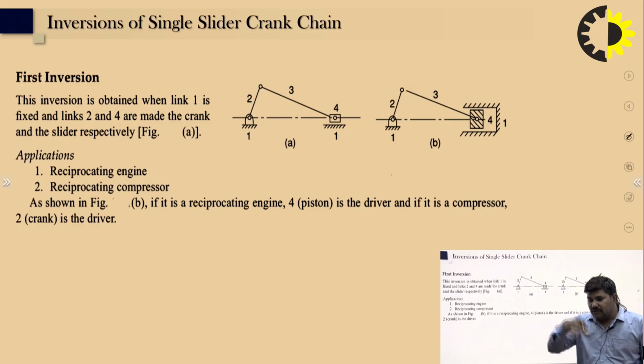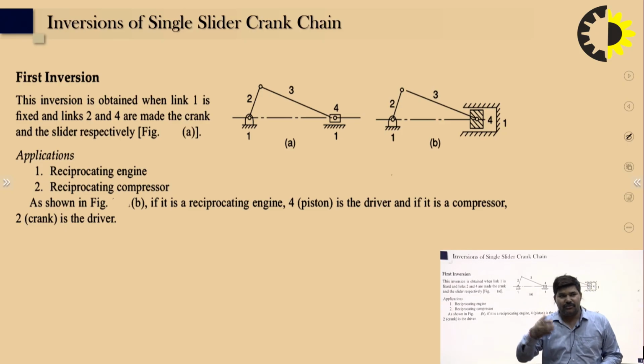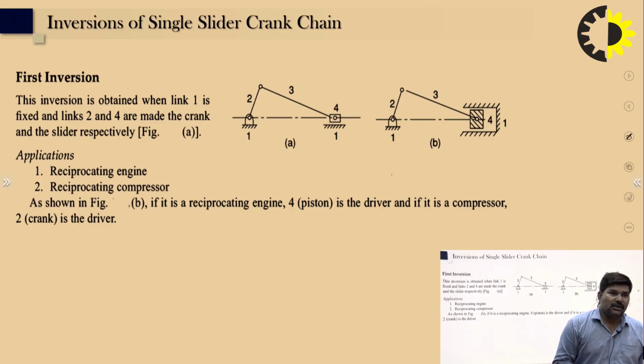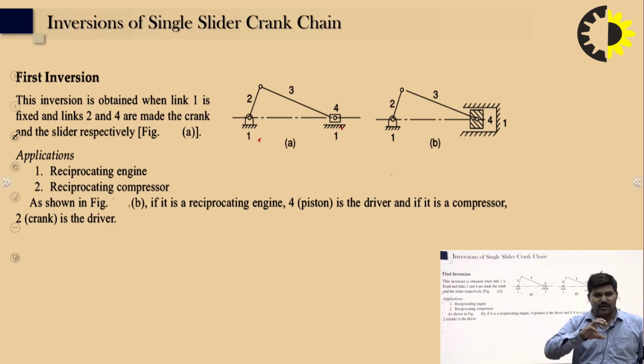Now, inversion of the slider crank mechanism is again very important. If you fix any of the four links in the slider crank mechanism, you obtain an inversion. There are four inversions possible in the slider crank mechanism. In the first, link 1 is fixed, and the applications are the reciprocating engine and the reciprocating compressor.